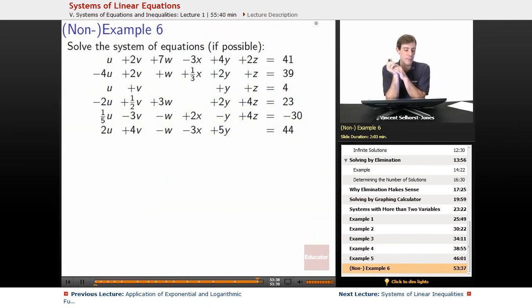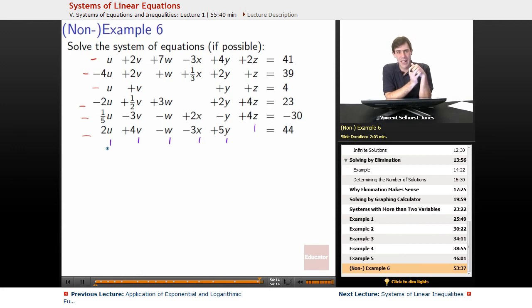All right, final example. What if we wanted to solve this system of equations? u plus 2v plus 7w minus 3x plus 4y plus 2z equals 41. And then another one, and another, and another, and another. Well, notice we've got 1, 2, 3, 4, 5, 6 variables total, and we have 1, 2, 3, 4, 5, 6 equations total. So we know this is possible. We could solve this system of equations, or at least figure out: does it have no solutions? Does it have one solution? Does it have infinitely many solutions?